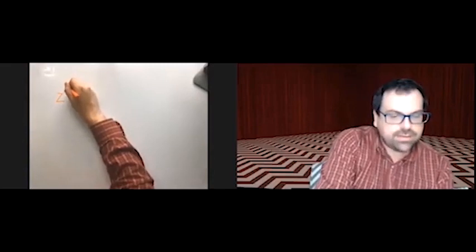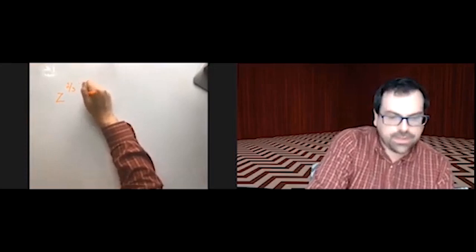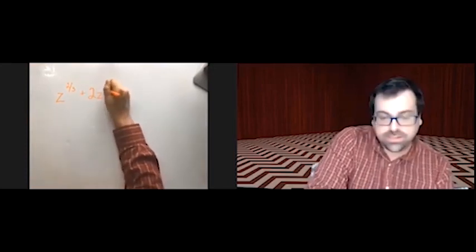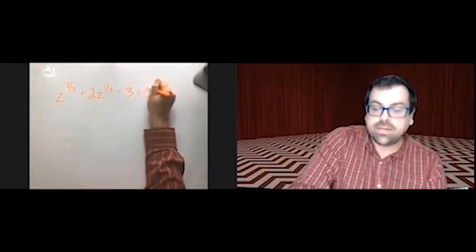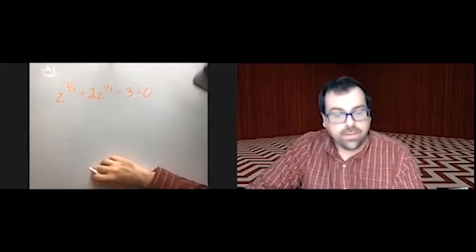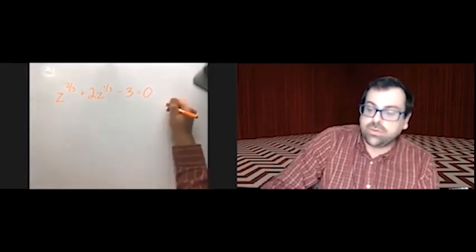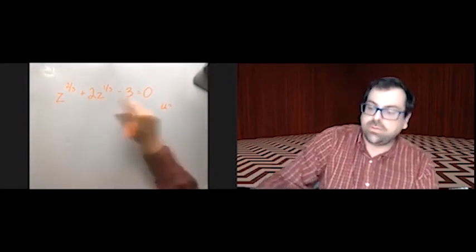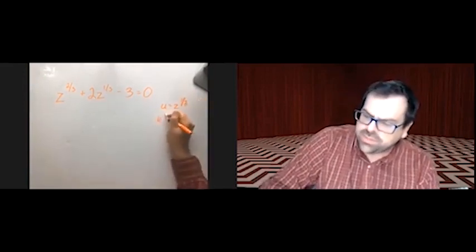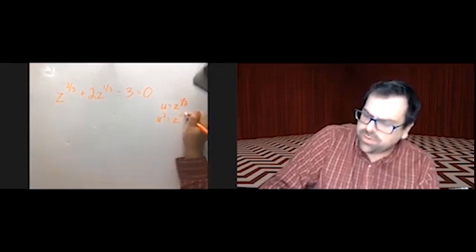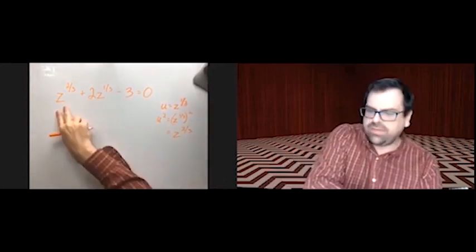Let's do this again. Z to the 2/3 plus 2z to the 1/3 minus 3 equals 0. This time it's not so obvious, but if we let u be this z to the 1/3, that means u squared would be z to the 1/3 squared, which is z to the 2/3, and that's what we have here.